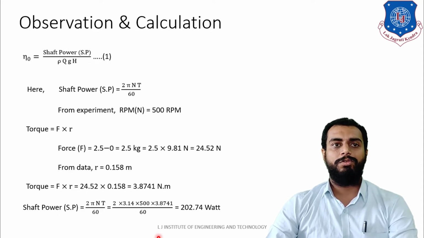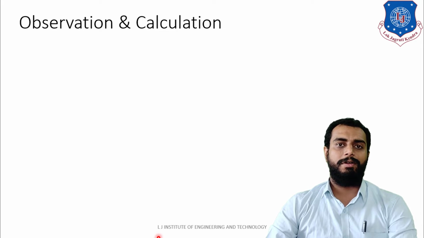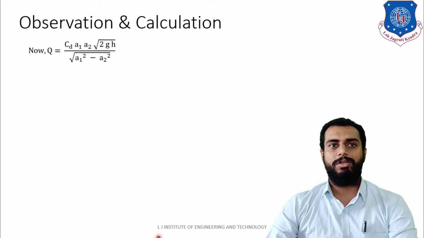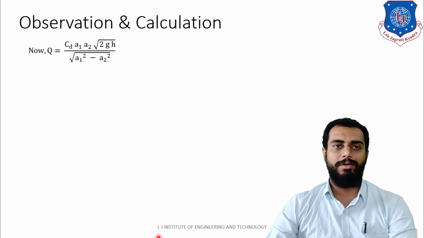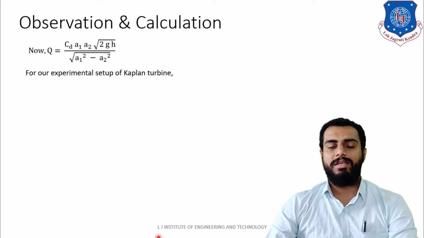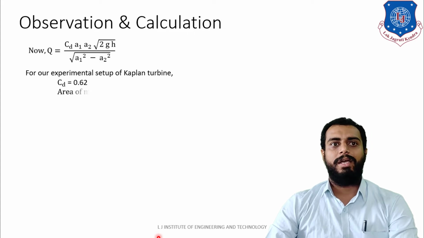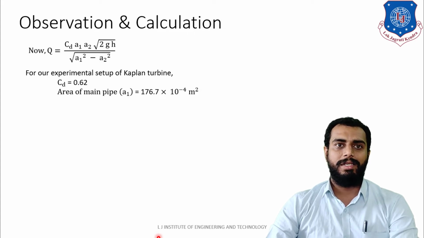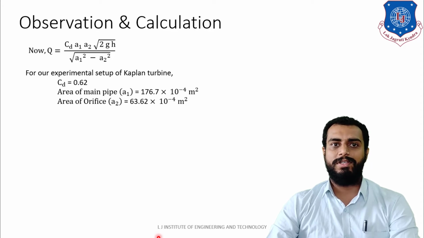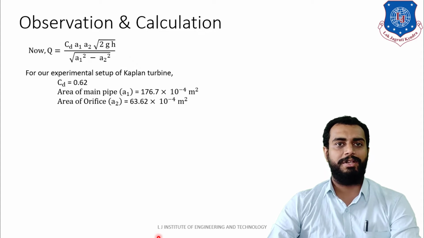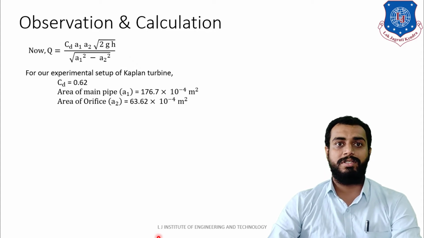Now further, if we move to the water power, so for water power we need to find Q. So Q is equal to CD A1 A2 under root 2GH divided by under root A1 square minus A2 square. So from the experimental reading, CD is 0.62, right? And area of the main pipe is given from the diameter, and area of the orifice is given from the diameter, that is 176.7 into 10 raised to minus 4 meter square and 63.62 into 10 raised to minus 4 meter square. Further, difference of H.